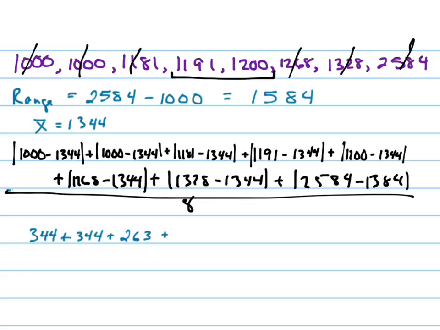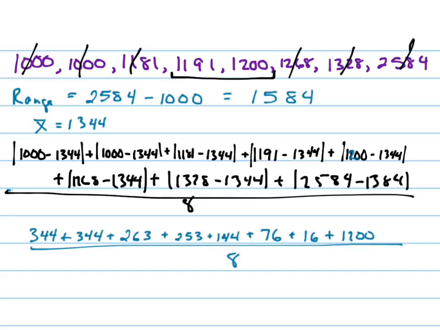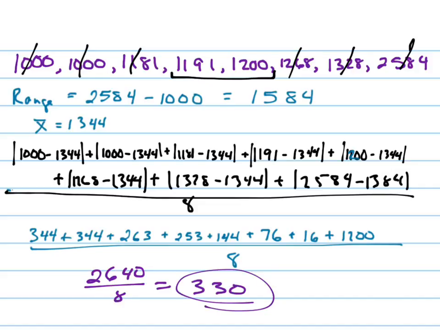263, and then 253, and then 144. That's a 1,200, not 1,100. And then 76, and then 16, and then 1,200. So you've got to add all those up and divide by 8. You get 2,640? Yep. And then divided by 8, you get 330. There's your mean absolute deviation.